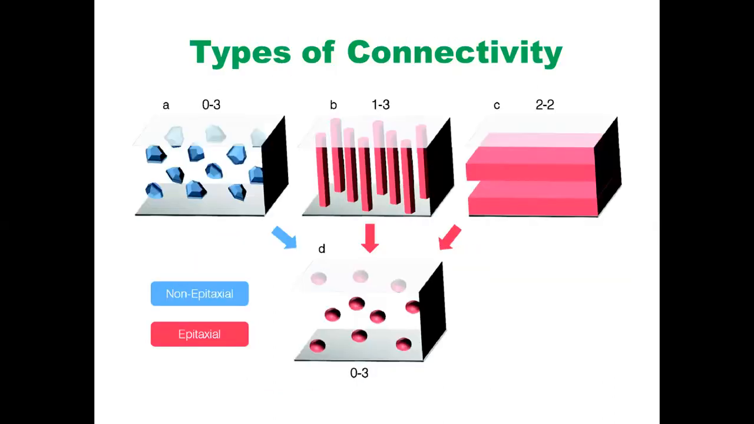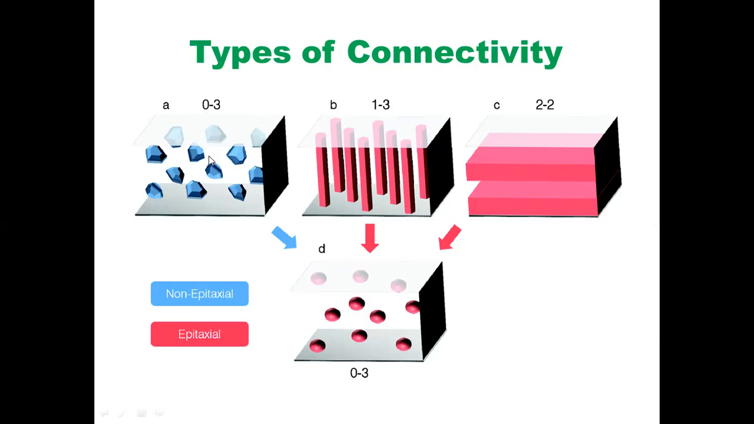And now I have to come to this topic, that is the types of connectivity. So there are different types of connectivity. Connectivity, in the sense, is the connectivity between the two phases. How the two phases, that is the ferromagnetic phase and the ferroelectric phase, are connected mechanically, and that is very, very interesting.